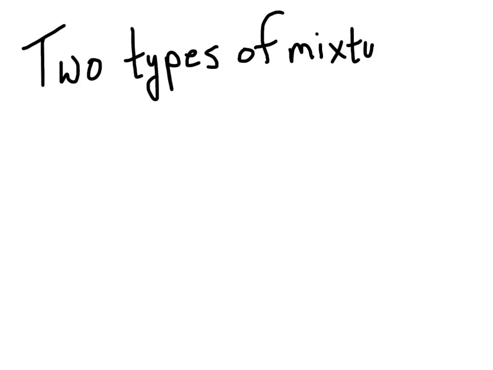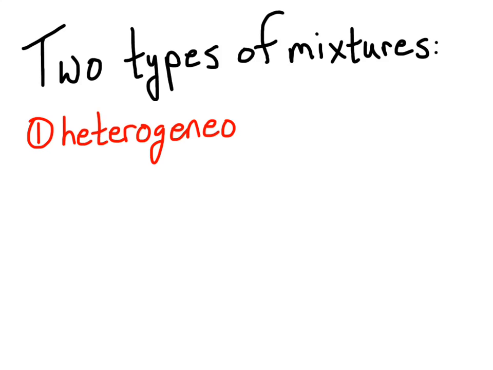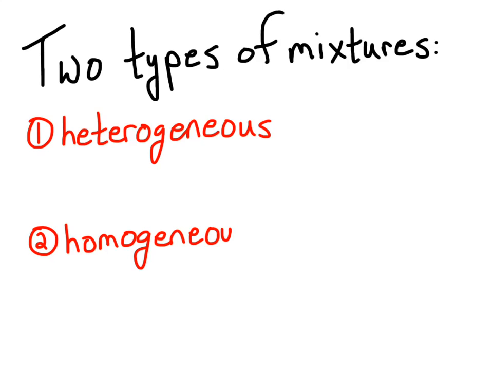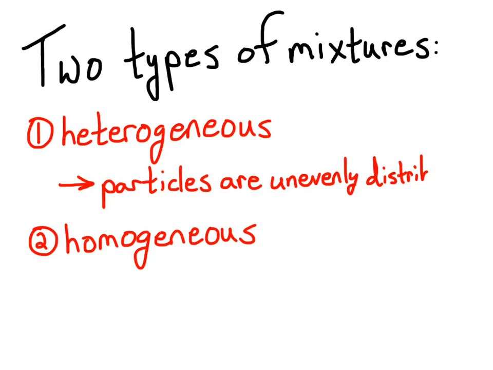Okay, we'll start off by talking about the two basic types of mixtures. Just a review. There are two different types of mixtures. We have the first type, which are heterogeneous mixtures, and the second, which are homogeneous mixtures. Heterogeneous mixtures are those mixtures that have particles that are unevenly distributed throughout the substance.